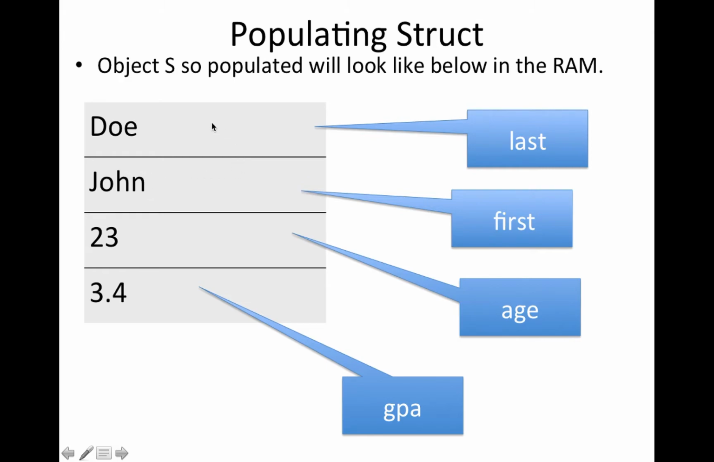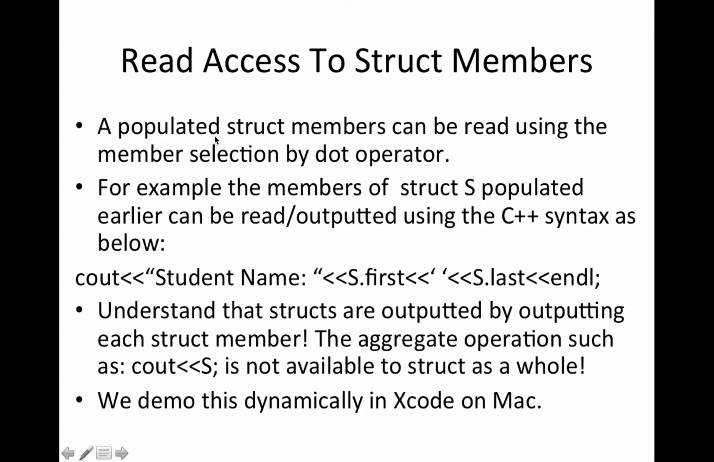Okay. So this is how we populate the struct. Now we want to see how we can read this data that is stored in a struct. So a struct, when populated, its members can be read using the member selection by dot operator, just the way we did the member selection for putting values in the struct members.